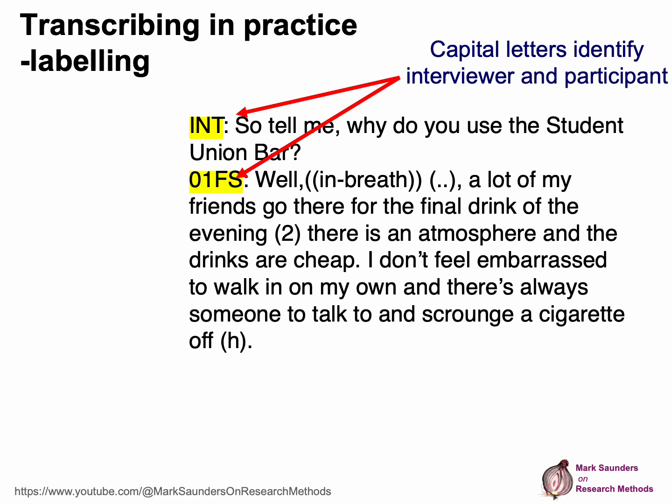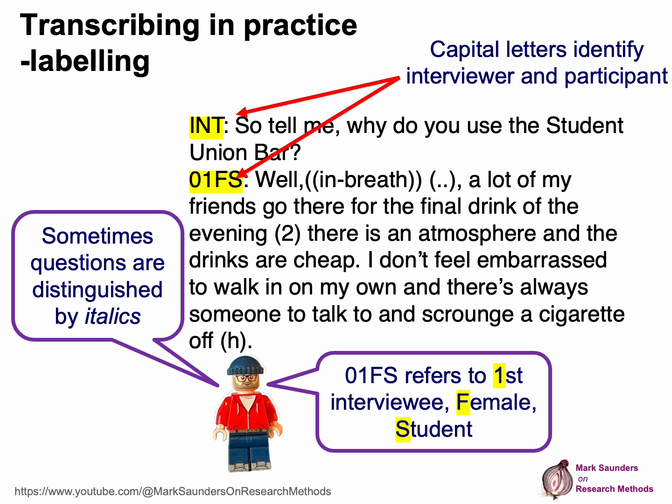So now let's see how we'd label that. To start off, we would use capital labels to label the interviewer and the participant, and we don't necessarily have to use italics, as you can see here. We would sometimes distinguish by italics, and on the label in here we're distinguishing that the first participant is a female and they're a student, with 1 referring to the first, F referring to female, and S referring to student.